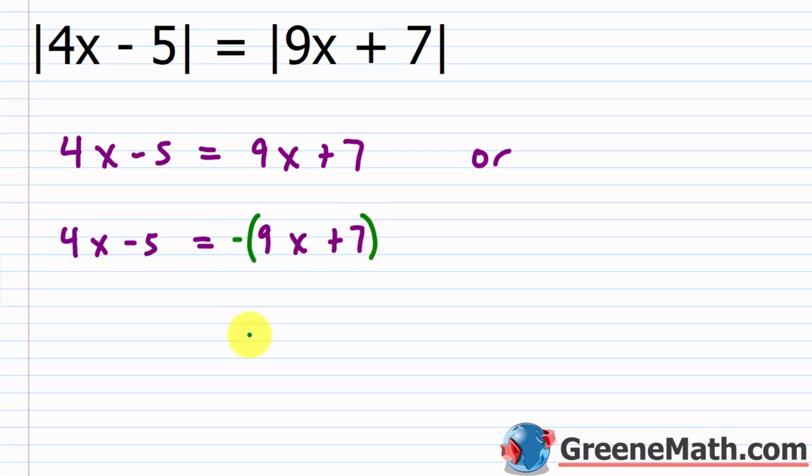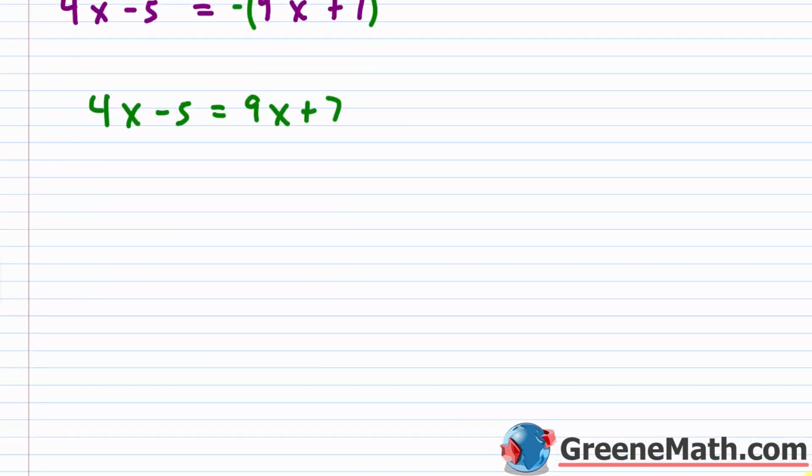So for the first one, I'm just going to solve this. I'm going to write this down here. So we have 4x, again, 4x minus 5 is equal to 9x plus 7. Let me scroll down and I'll come back up. So to solve this is very, very easy. We just add 5 to each side of the equation. That cancels. 4x is equal to 9x plus 12.